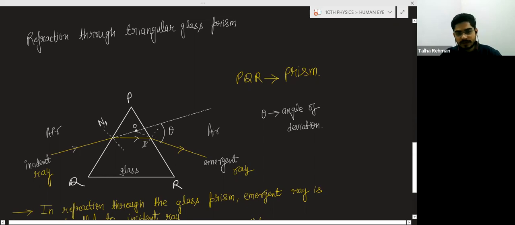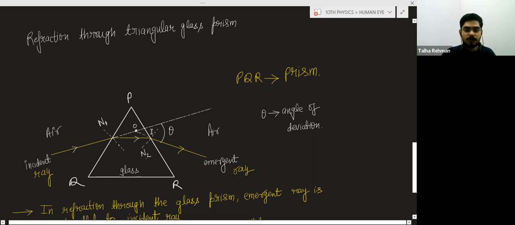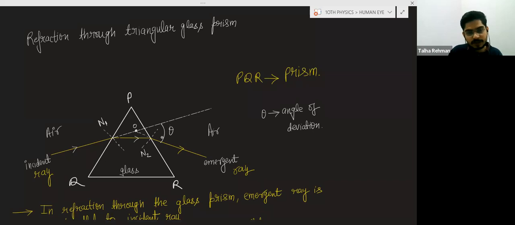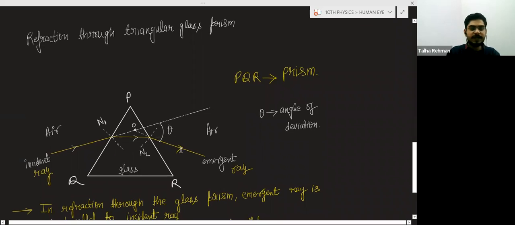Now this is the normal. That's how you will draw the normal. Suppose this is N2, the normal on the opposite face of the glass prism. This ray now becomes the incident ray, and this is the normal. What happens here? The ray is moving from denser to rarer, so it will bend away from the normal, not towards the normal. If the light ray were going straight, this should be the path of the light. But it is bending away from the normal.